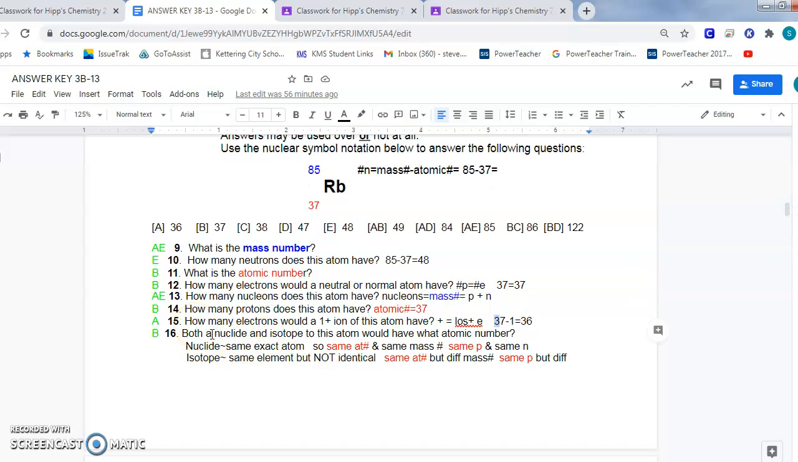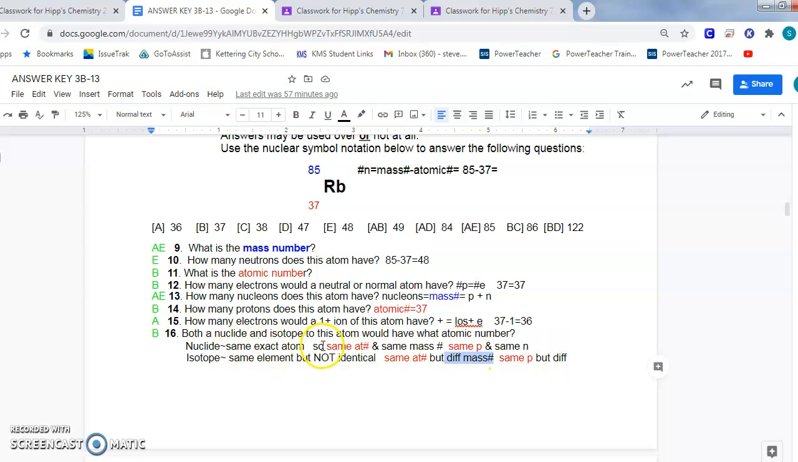Number 16, both the nuclide and isotope to this atom would have what atomic number? Isotopes are the same element, but not identical, if you remember. They're the ones that are like twins, but not identical twins. They have to have the same atomic number or they wouldn't be the same element. In other words, they have to have the same number of protons, but they must have a different number of neutrons, which gives them a different mass number.